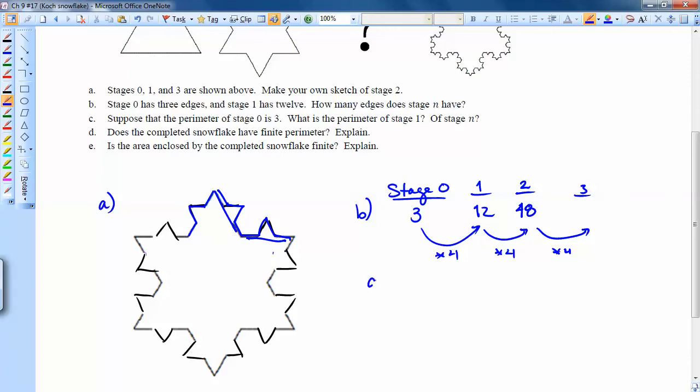So the 0th stage had 3. The first stage had 12. The second stage, or let's do 3 times 4. Second stage had 3 times 4 squared.